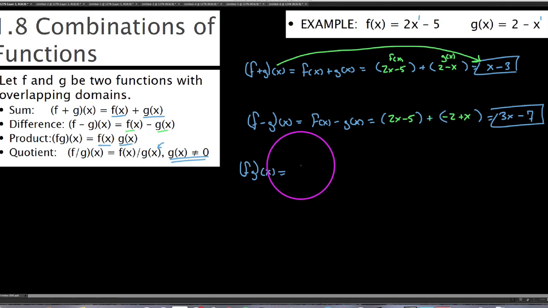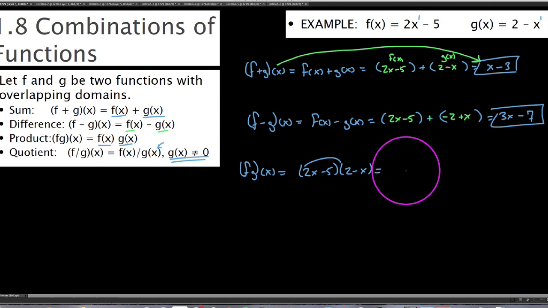But we say f times g, we have 2x minus 5 times 2 minus x. In this case, we actually are going to have to FOIL this out. So we get 2x times 2 is 4x. We get 2x times a negative x, we're going to get negative 2x squared.